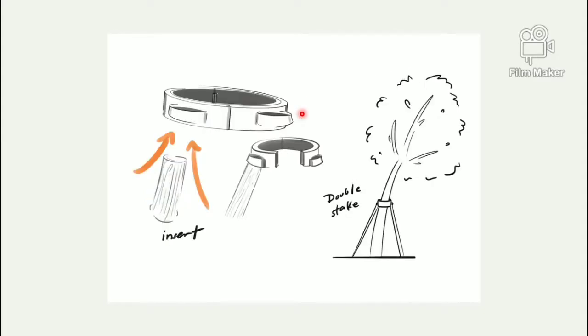This one is also designed to look like a clamp. It has 2 stake holders, so it's a double stake system. You put your stakes in there. It's very straightforward, doesn't have the handle like the other concept.